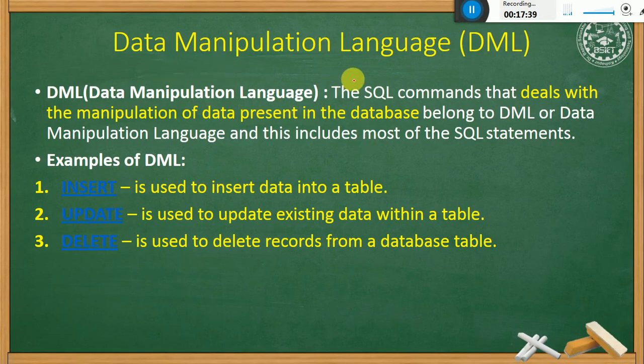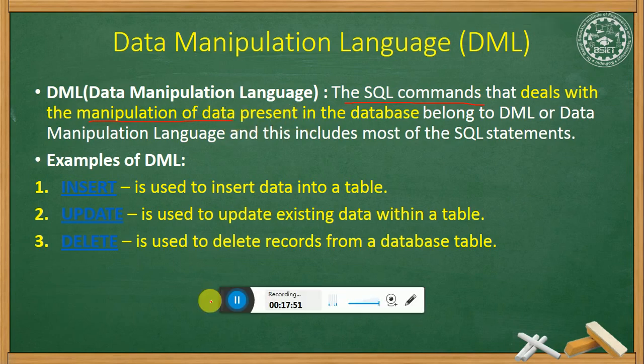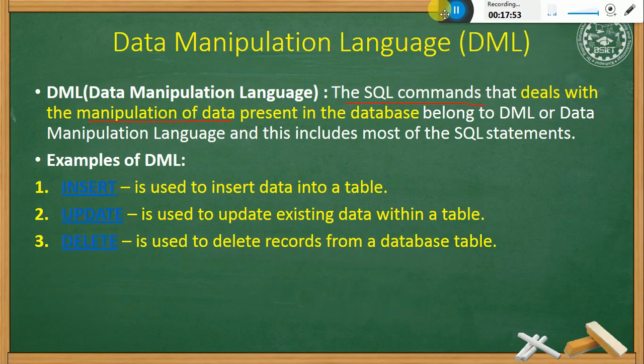Data manipulation language holds different SQL statements which deal with manipulation of data in the table. There are 3 basic types of command: insert, update and delete. Insert is used to insert a record into the table. Update will change the current record in the table. And delete will delete the record from the table.